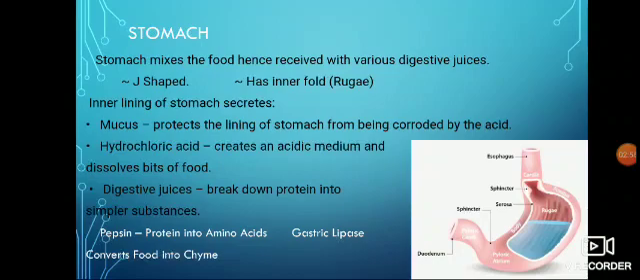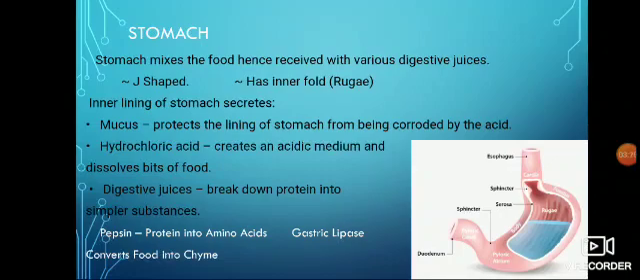There are three types of secretions. First is mucus. Mucus is attached to the lining of the stomach and saves it from corroding or self-digestion. Hydrochloric acid is released, which provides an acidic medium and dissolves the small bits of food.